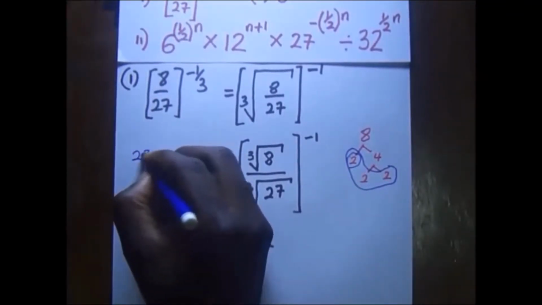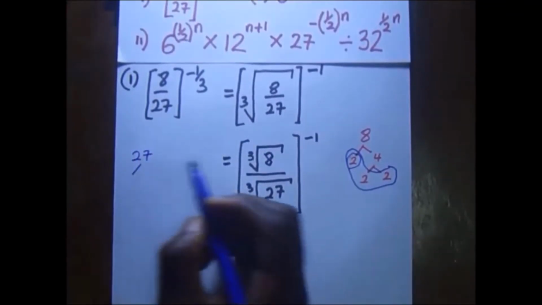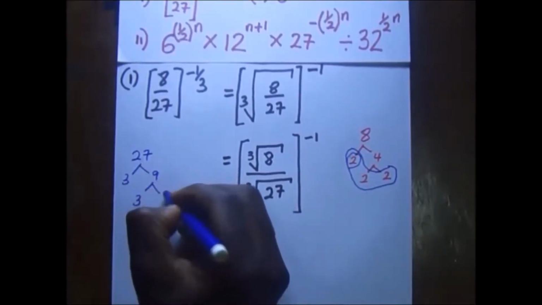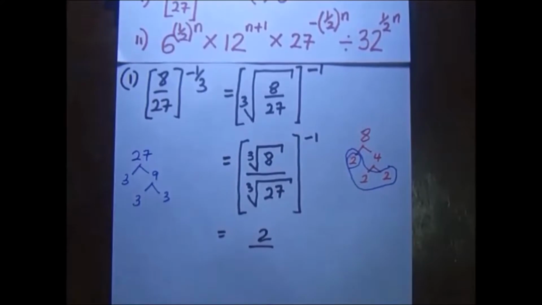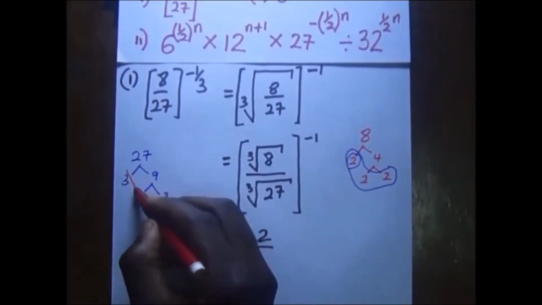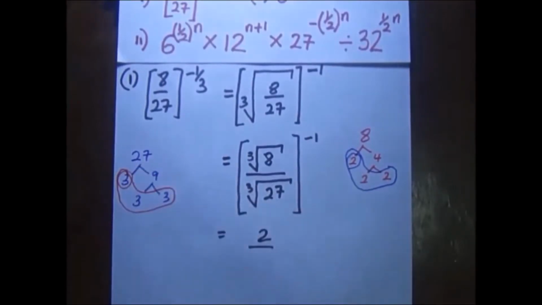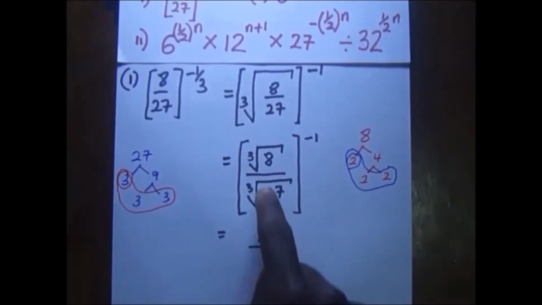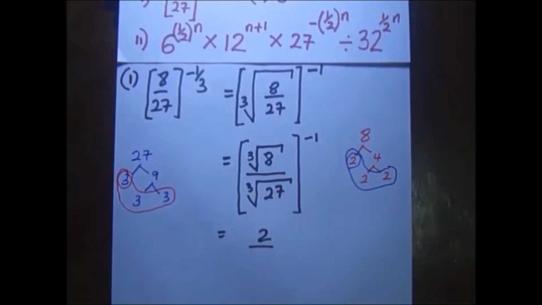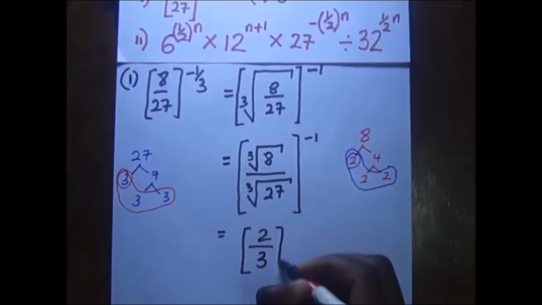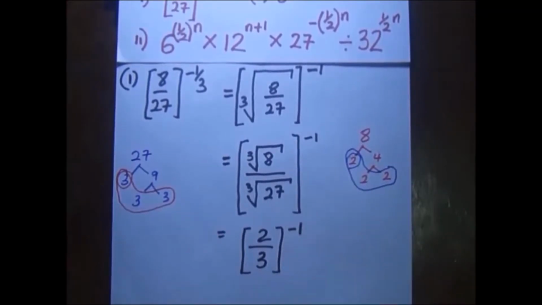We'll prime factorize 27 by 3. We have 9 by 3. We have 3. So when we group these factors into groups of 3 and just choose out 1, that means that the third root of 27 is 3. So it's going to be 2 over 3, all of this to the power -1.